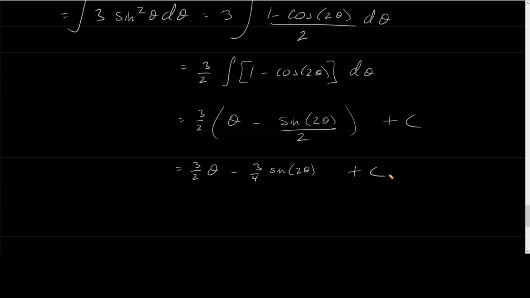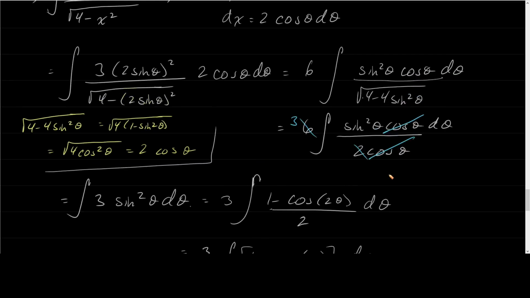And at that point, we've got a sine of 2 theta. The sine of 2 theta, there's an identity for that. And the identity is quite simple. Hold on. I want to verify something.